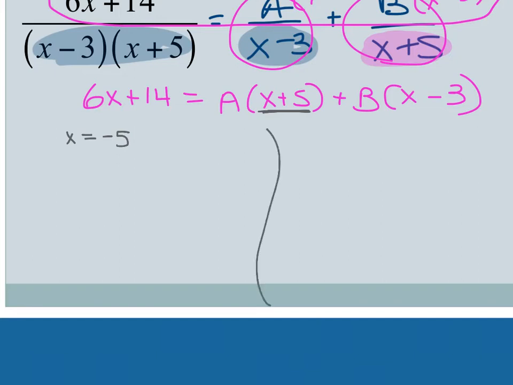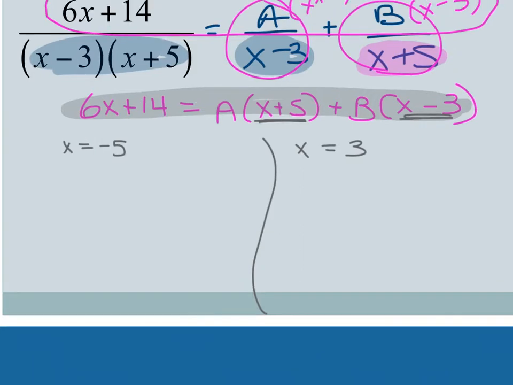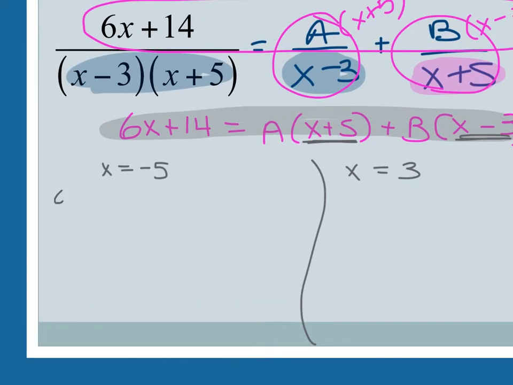And then I want to repeat that process for B. So what would I plug into x to cancel out the B? Positive 3. So it goes into every x that's in my equation. On the left here, it's going to be 6 times negative 5 plus 14 equals A times negative 5 plus 5 plus B times negative 5 minus 3.